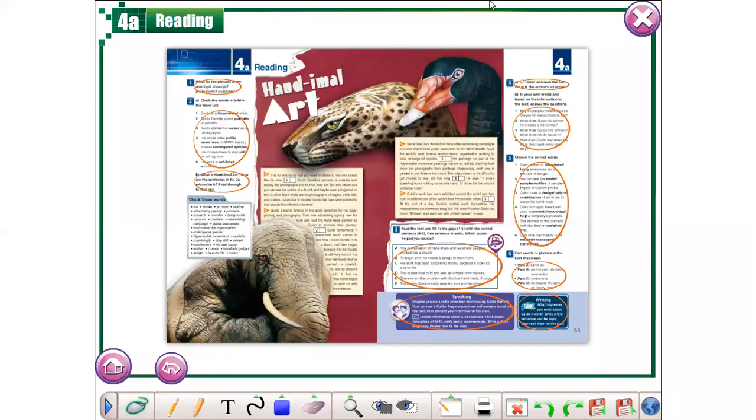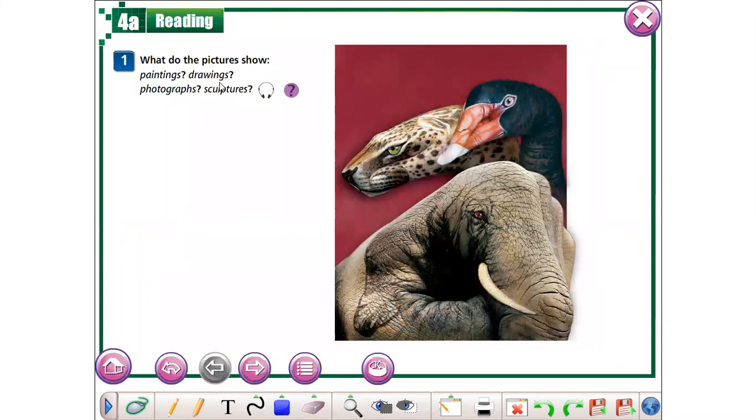This is a recording for the book on screen B1 Plus, pages 54 and 55. Please open your student's book and go to section 1. Okay? Section 1 says, what do the pictures show? A painting, a drawing, photographs, or sculptures?